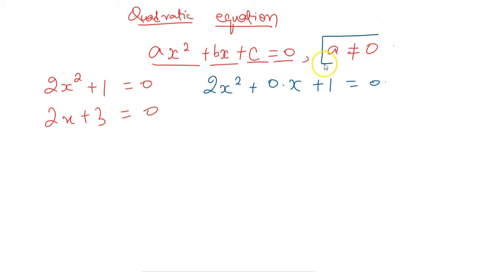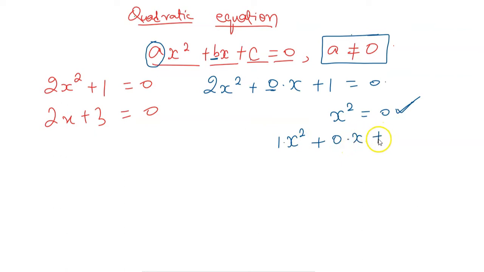We have only one condition whether this equation is quadratic or not. That condition is coefficient of x square should not be 0. All the rest of the coefficients can be 0. Even I can say x square equal to 0. Is this a quadratic equation? Yes, this is a quadratic equation. Why? Because I can write it as 1 into x square plus 0 into x plus 0 equal to 0. That means b and c can be 0, but a should never be 0.